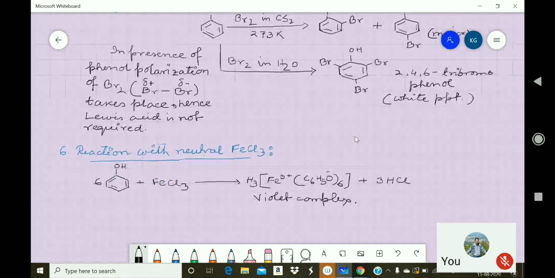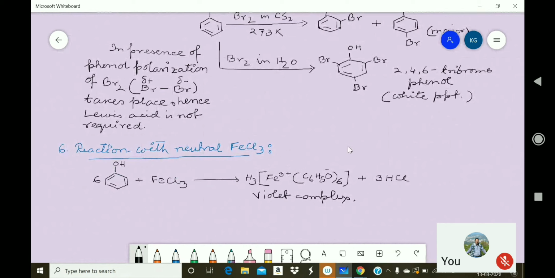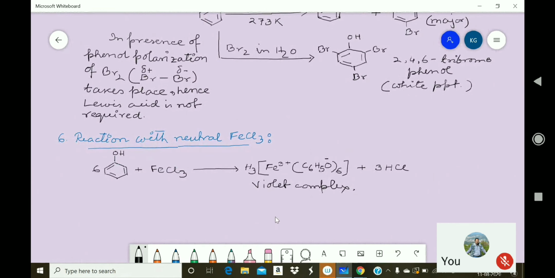And the last reaction is also used for the identification of phenol, by treatment with neutral ferric chloride, which gives rise to a violet complex like this. You can follow that. Here Fe3+ is there in the complex. Six moles of the phenoxide ion are involved. This is the violet colored complex, and from this violet colored complex formation, we can identify phenol. This reaction is used for the identification of phenol in practical chemistry. So these are a few reactions of phenols.